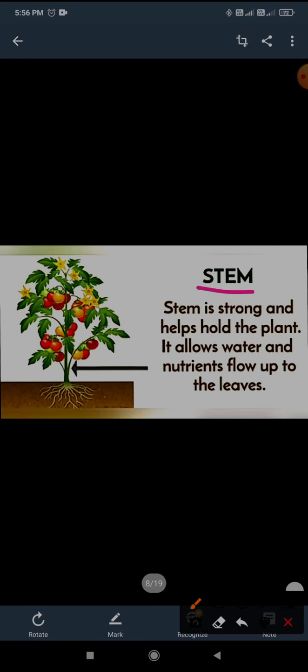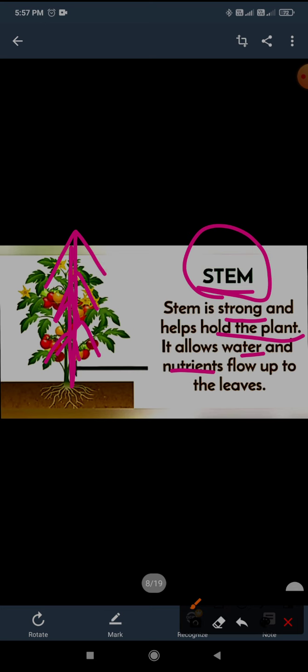So first I am starting with the function of the stem. It is a useful part of the plant. What is its function? What does it do? So stem is strong and helps hold the plant. Okay, it helps to hold the plant. It allows water and nutrients to flow up to the leaves. So this is the stem, and this is how water flows up to the different parts of the plant.